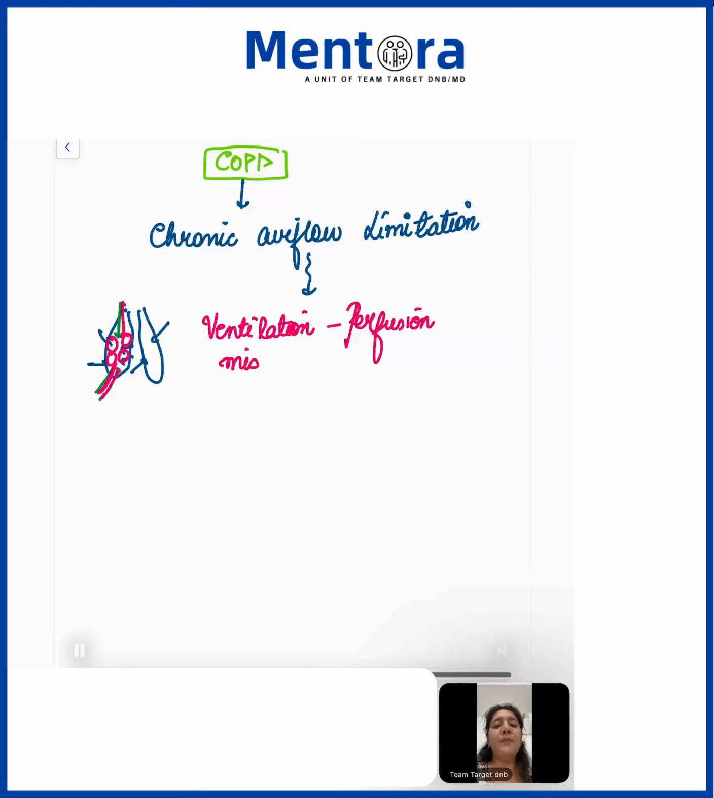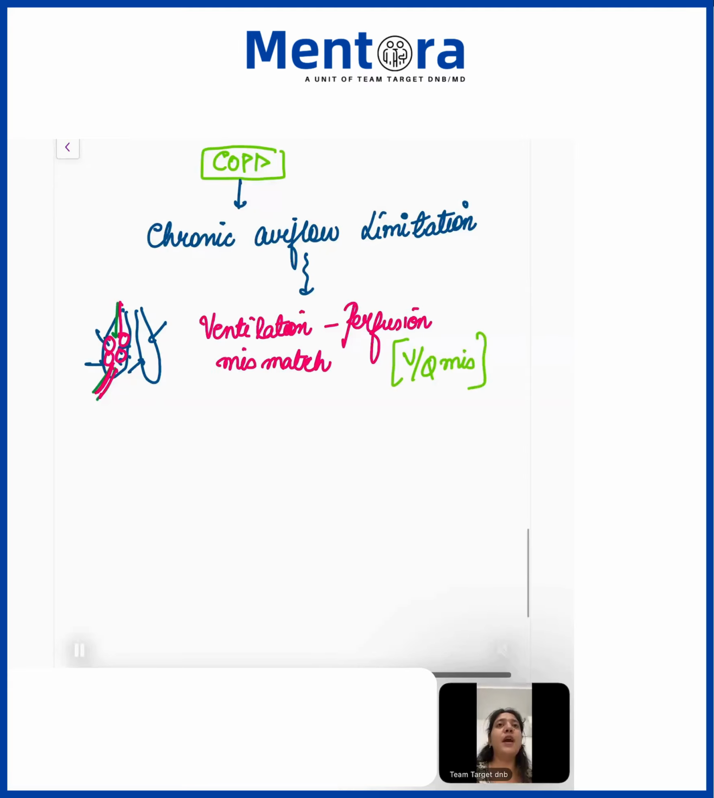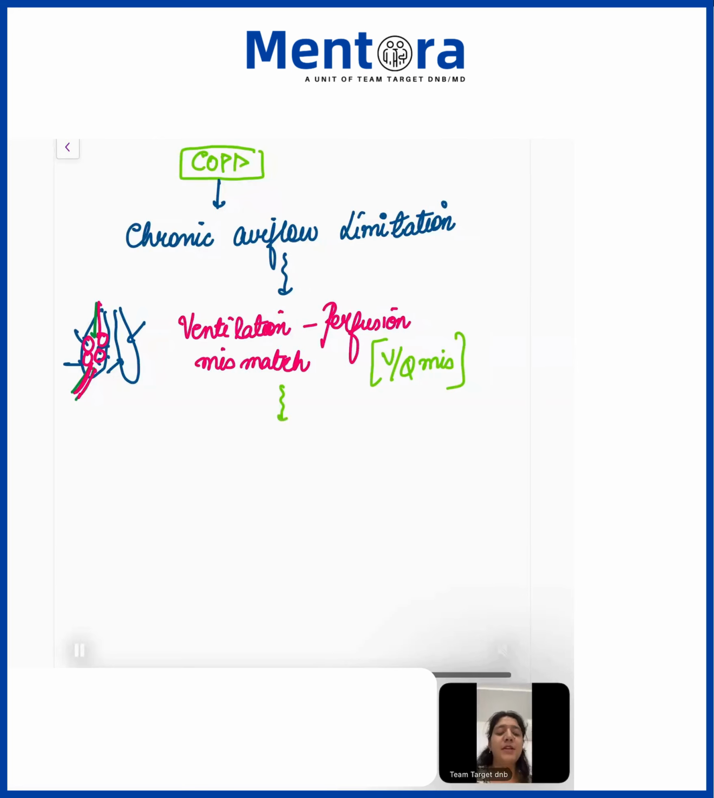Now, what will happen when this ventilation perfusion mismatch occurs? The oxygen will not reach the periphery of the lungs. Hence, the tissues will not receive proper oxygenation, and there might be cyanosis because of this VQ mismatch. So, this will lead to chronic hypoxemia. That means when you do the ABG of this patient, there will be a decrease in the PaO2 levels.